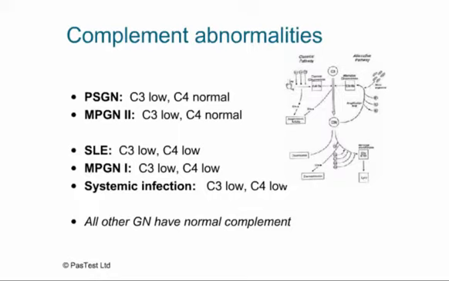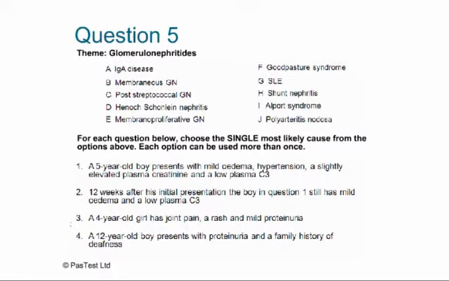Let's move on to another question, just really to go through and revise what we've been talking about to this point. Question 5. This is an extended matching question, and the options are A, IgA disease, B, membranous glomerulonephritis, C, post-streptococcal glomerulonephritis, D, Henoch-Schönlein nephritis, and E, membranoproliferative glomerulonephritis. F is Goodpasture syndrome, G is systemic lupus erythematosus, H, shunt nephritis, I, Alport syndrome, and J, polyarteritis nodosa. For each question below, choose the single most likely cause from the options above. Each option can be used more than once.